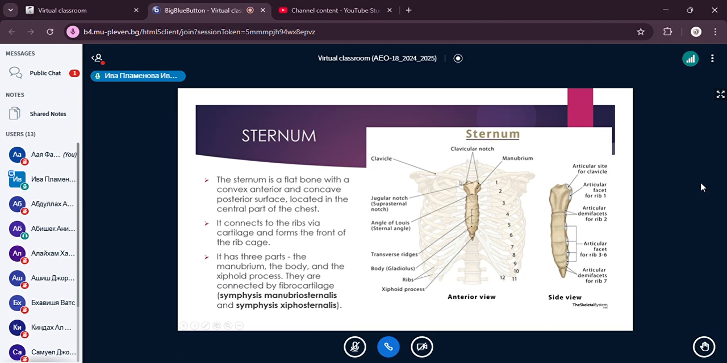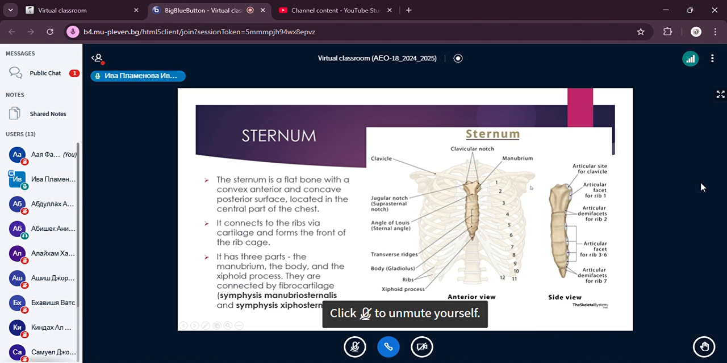If you remember... I think we didn't talk about the clavicle, but you can see that the clavicle has a sternal extremity, which is connected with this articular facet, and they form the sternoclavicular joint. So, jugular notch, clavicular notch.